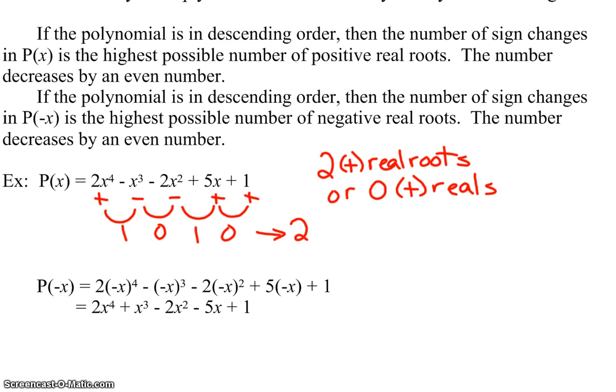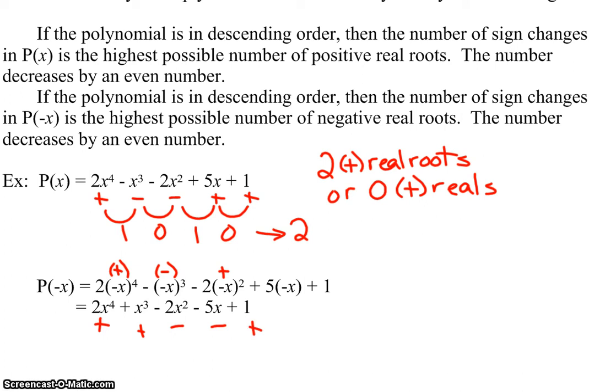Now, when we substituted in negative x, when I did negative x to the fourth power, it became a positive, so my first term was positive. When I did negative x to the third power, it was a negative, so minus a negative became a positive. When I substituted in a negative x for x squared, it became a positive, so a negative times a positive was a negative. 5 times negative x is a negative, and positive 1 was a positive.